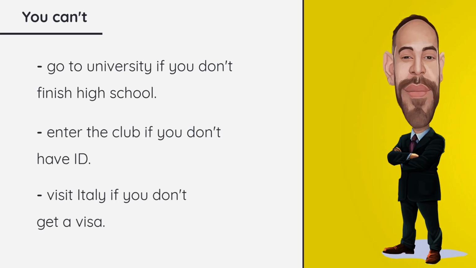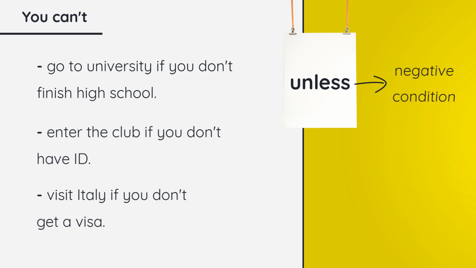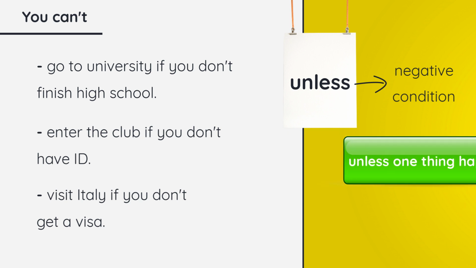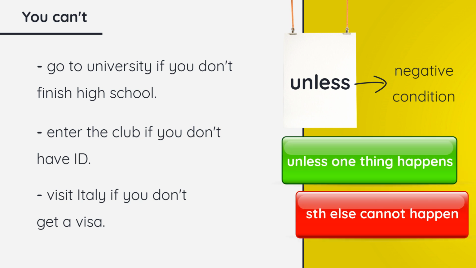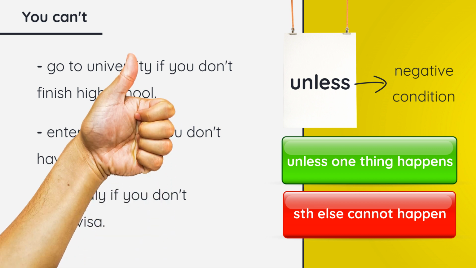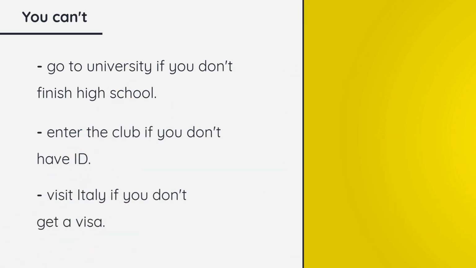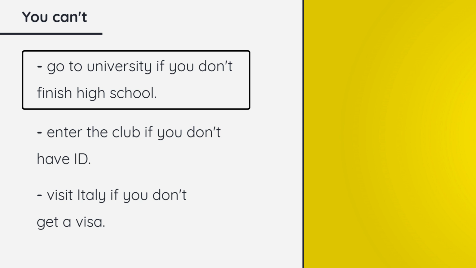In today's lesson, you'll learn how to use the word unless correctly in English. Now, the word unless expresses a negative condition. That means that unless one thing happens, something else cannot happen. Let's look at some examples, and I think you'll learn this very easily, okay? Let's get started.